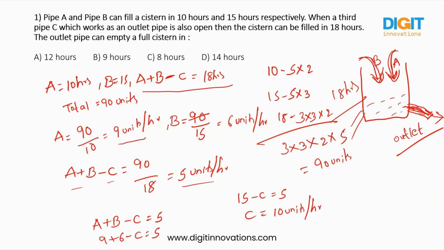But as the work given to that pipe, it will happen. So he is completing 10 units in an hour. That means he was withdrawing 10 units in an hour. So to complete these 90 units, how many hours will he take? Which is nothing but 9 hours. So C is going to take 9 hours to empty the tank.